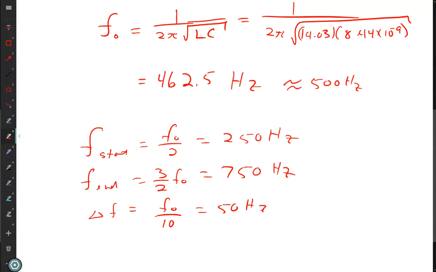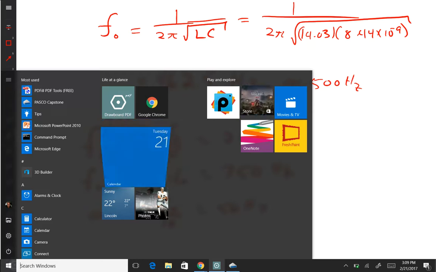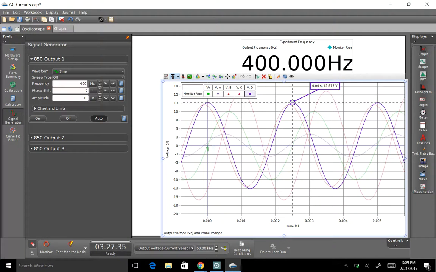Obviously, I chose these numbers to make my life easier, right? If I would have done 462.5, I would have had harder numbers to type in. And I just want to get the numbers. I don't want to spend a lot of time doing it. So now that we have that, we can actually take the data.